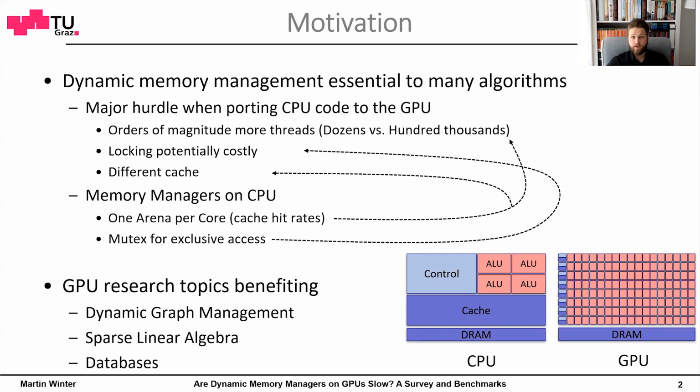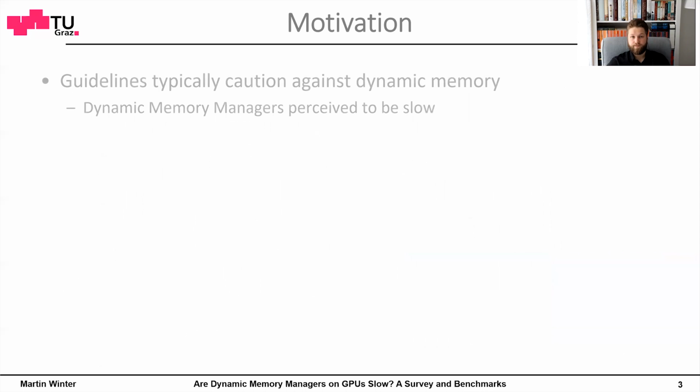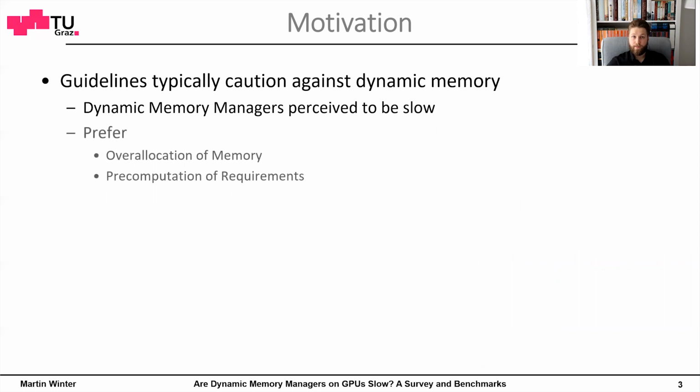There are many current research topics on GPUs which would benefit from dynamic memory management, including dynamic graphs, sparse linear algebra operations, or databases. A straightforward Google search or reading implementation guidelines will typically lead to the conclusion to avoid dynamic memory managers, and instead either overallocate or pre-compute the requirements. But neither is always an option, further cementing the need for dynamic memory management also on GPUs.